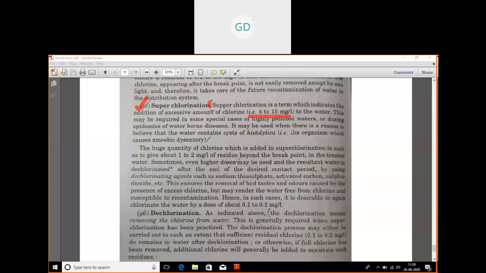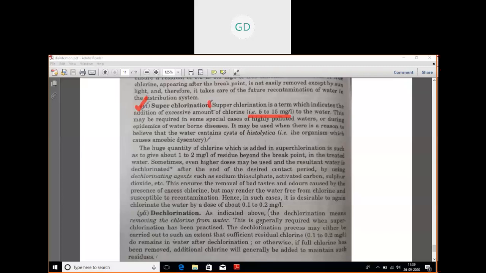It is used for some special cases where the water is very highly polluted, or during waterborne disease outbreaks. So at that time only you do superchlorination. Again, the dose is 5 to 15.